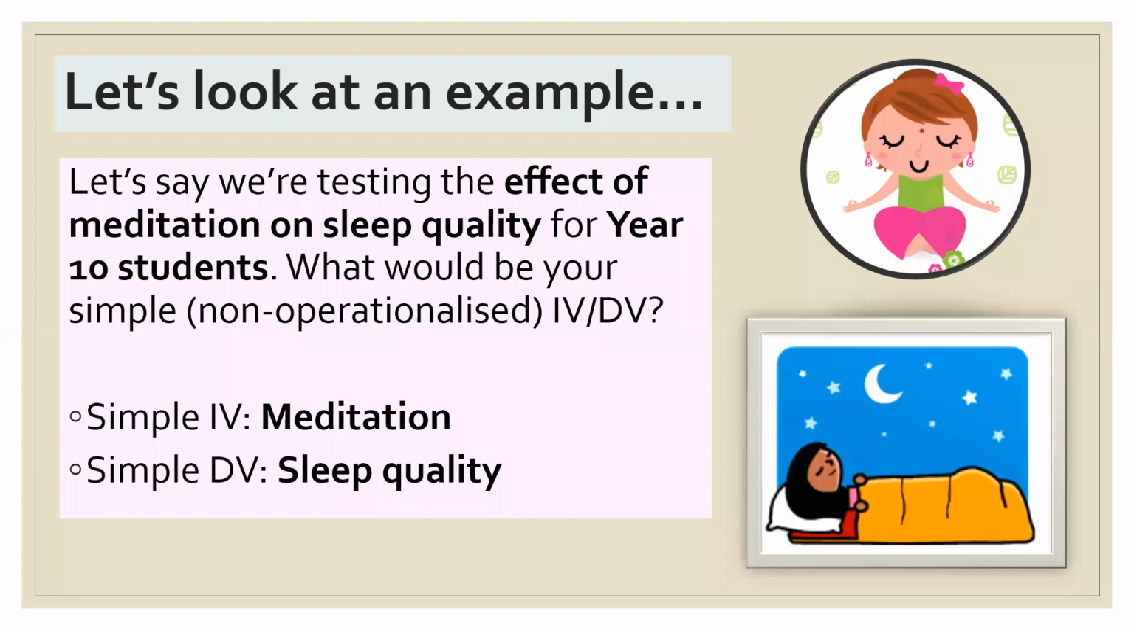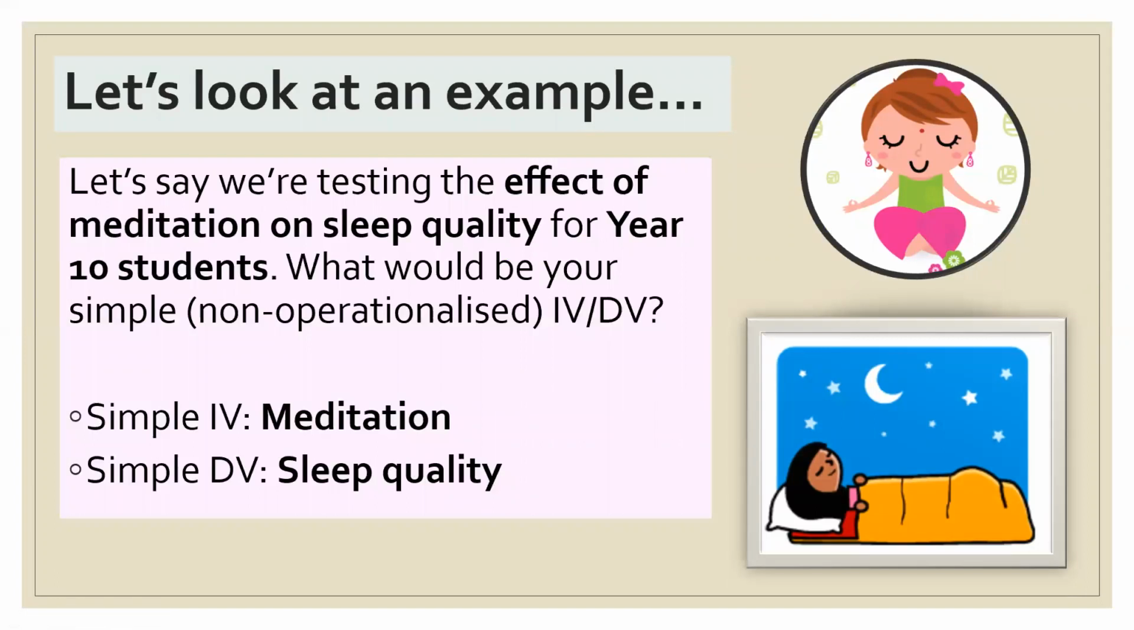Okay, let's look at another example now. So let's say that we're testing the effect of meditation on sleep quality for year 10 students. Now, if we're looking at this particular research question here, does meditation affect sleep quality for year 10 students? When we're trying to pick out the IV and DV, I call them the simple IV and DV because they're not operationalized. We haven't talked about how these variables are going to be measured, right? So these are non-operationalized.